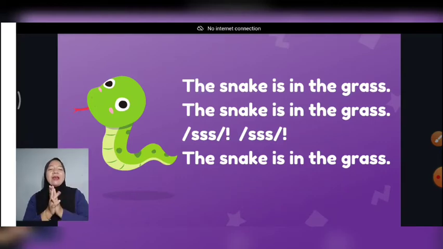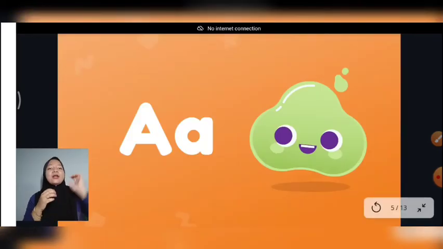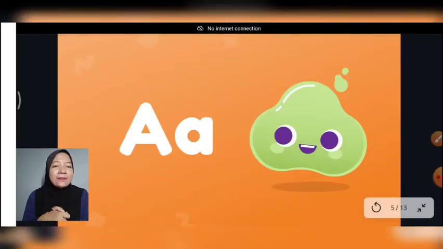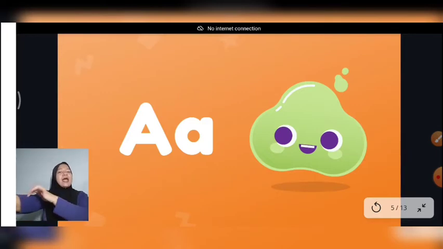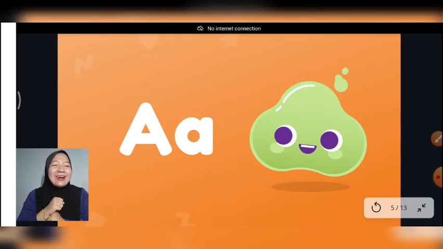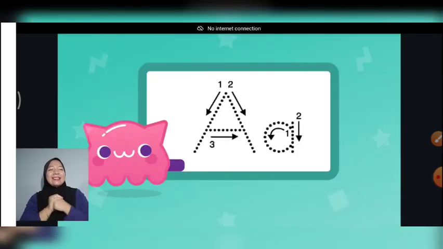Okay, very good everyone. So now let us see the next letter. So what letter is this? Yes, it is A. So how does an A sound like? Yes, it is ah. Imagine there are ants, ants walking on your arm. So you do ah like that. Okay? So now let us see how to write the letter A.